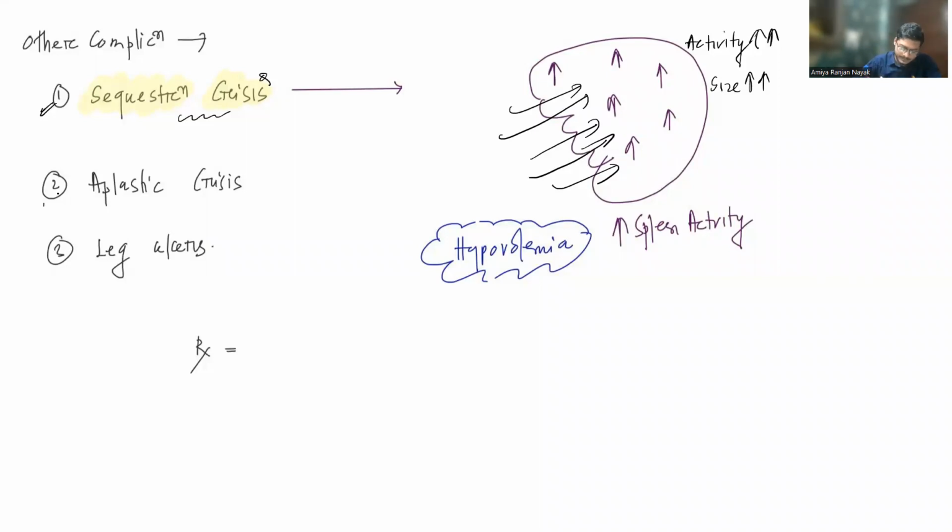They can also have aplastic crisis. This I have already discussed when I discussed hereditary spherocytosis, so I'm not discussing it again. Aplastic crisis can happen in any patient with hemolytic anemia. This happens because the pro-erythroblasts, or the erythrocyte precursors, present an antigen, the P antigen, to the parvovirus B19.